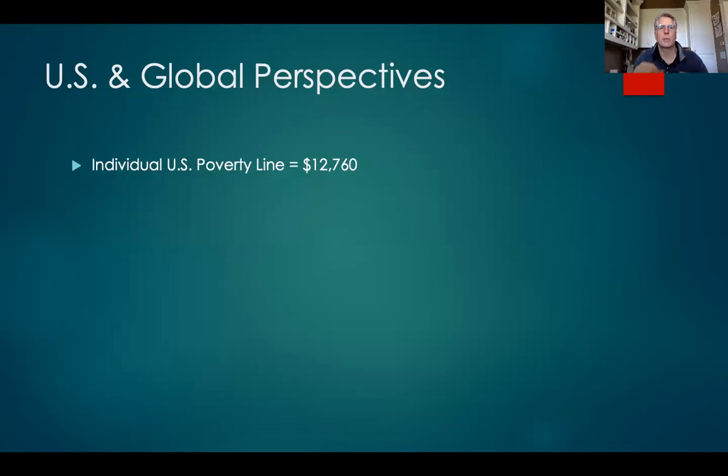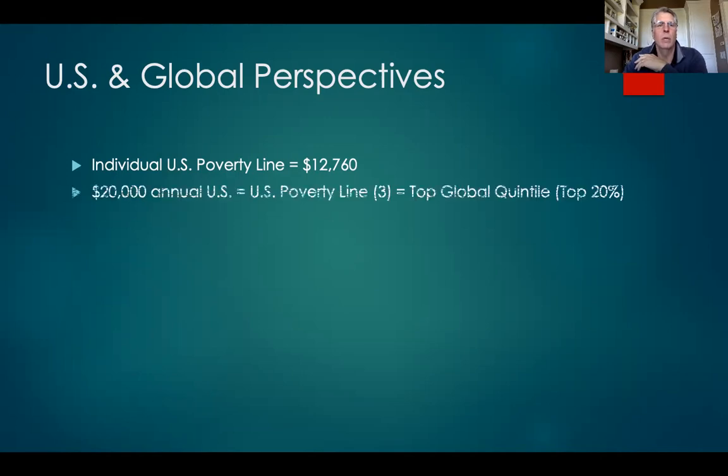This is a US and global perspective. So individual US poverty line, our poverty line is right around 12,000. And 20,000 annual US household income. The poverty line at 12,000 was for an individual. At 20,000, I think it's a household of 3 or 4, so that matters. That's why it's bumped up to 20,000. And so the US poverty line with 3 or 4 in a household at 20,000 puts you in the top 20% in the world. We call it poverty. Globally, we call you in the top quintile.